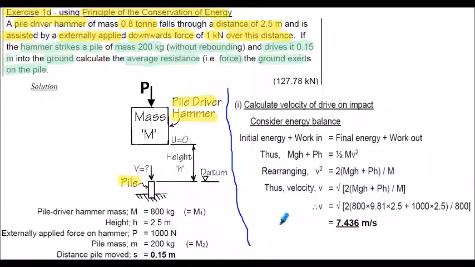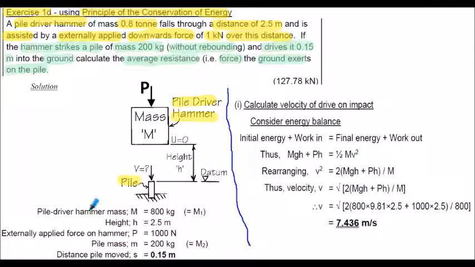And in the second stage of the process, we're going to apply the conservation of linear momentum to help us find the velocity after impact. And for stage 3, we'll revert back to using energy to find the force exerted on the pile as it moves into the ground by calculating the work taken out of the system.